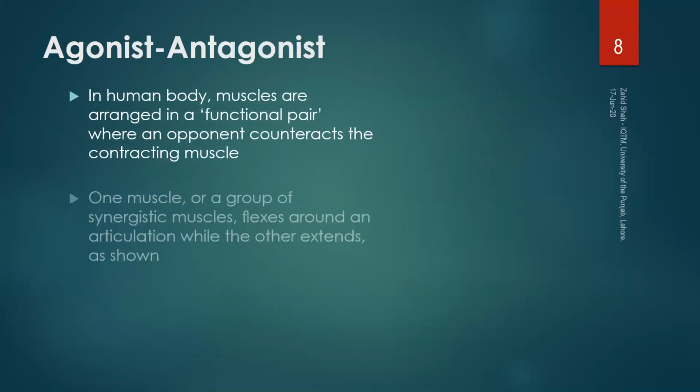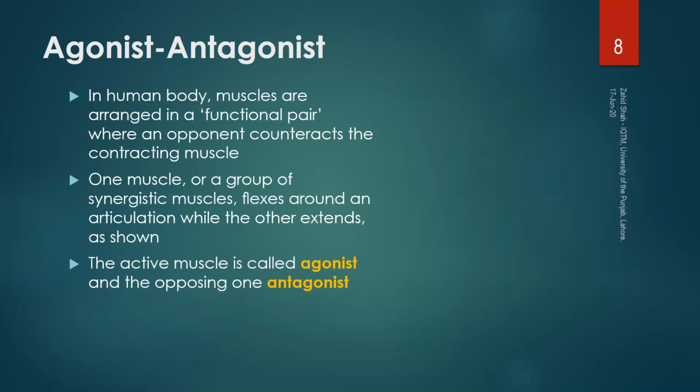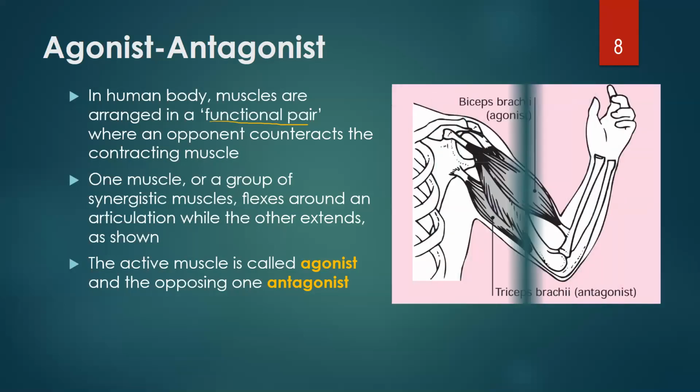These muscles work in pair. In the human body, muscles are arranged in a functional pair where an opponent counteracts the contracting muscle. One muscle or a group of synergistic muscles flexes around an articulation, that is around a joint, while the other extends, as is shown in this figure. The active muscle is called the agonist and the opposing one is called the antagonist.